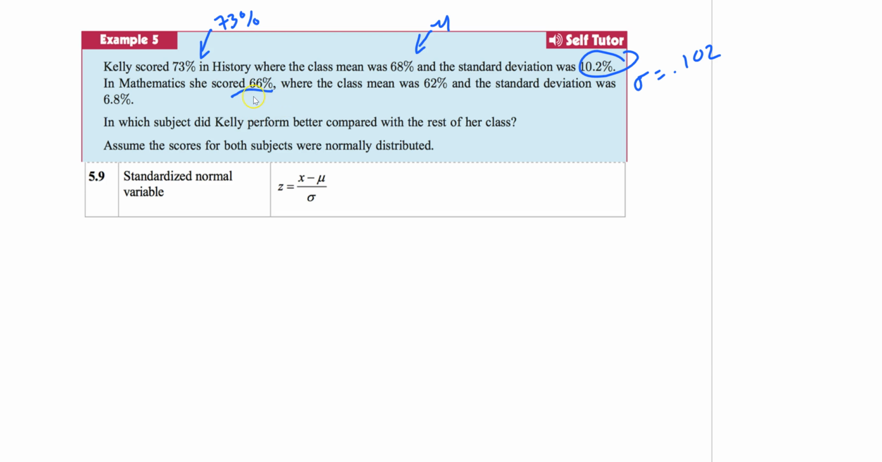Well, I'm glad she's not in my class. So that's her score. That's her x value sitting over here. The mean is 62. Whew. And the standard deviation is 6.8, right, so that's going to be 6.8. Let's see what class Kelly did better, air quotes, in.